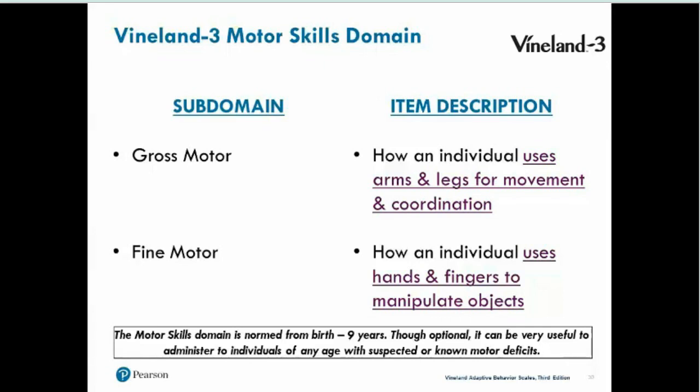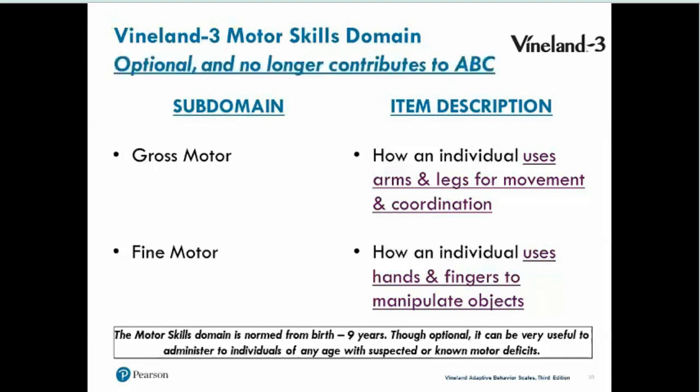And the motor skills domain is normed from birth to 9 years. It's optional, but it can be very useful to administer to individuals of any age which have some known motor deficits. So although the normative scores are available up to 9 years of age, you can administer the questions for older individuals to get more of a qualitative idea of any motor issues that are impacting on self-sufficiency. Also, the motor skills domain no longer contributes to the ABC, the Adaptive Behavior Composite. It is considered a separate domain now.